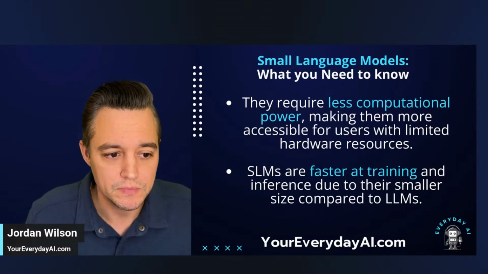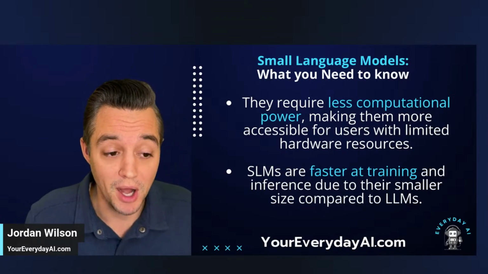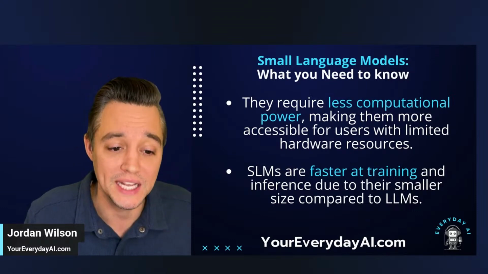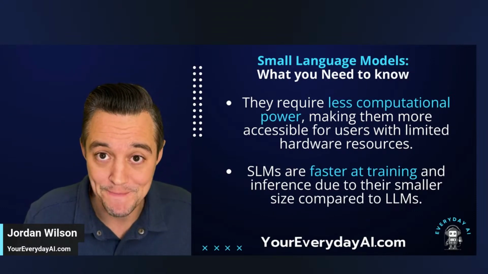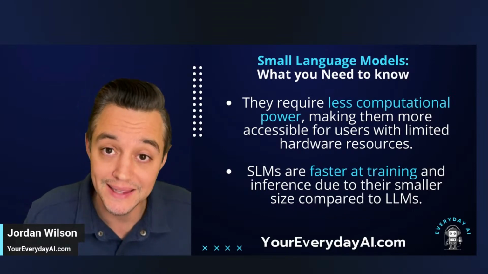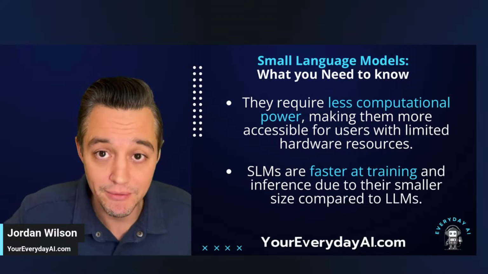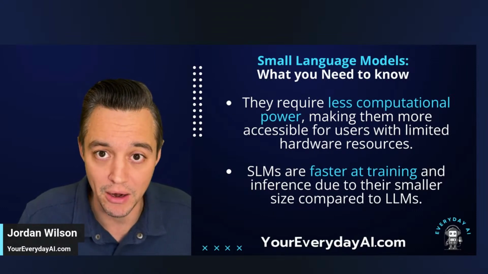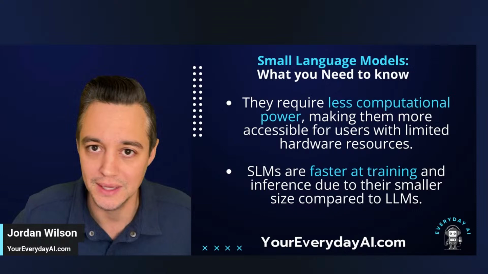So some of the most important differences, all right? Small language models require less computational power, making them more accessible for users with limited hardware resources. That's one of the most important things, right? These small models can live locally on devices, right? The new Samsung phones have Gemini Nano, which is technically a small model, but it lives on the hardware, which technically requires less compute.